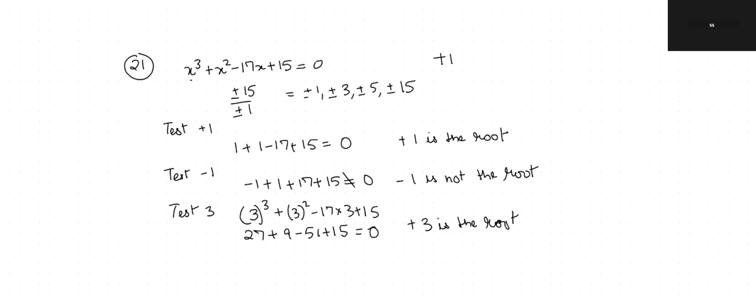We can also do, since we got 1 as one of the roots, synthetic division by 1. Okay, this is 1, 1, -17 and 15. So this is 1. So 1 times 1 is 2.